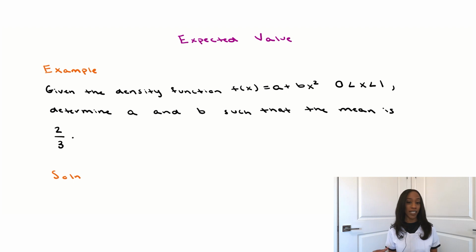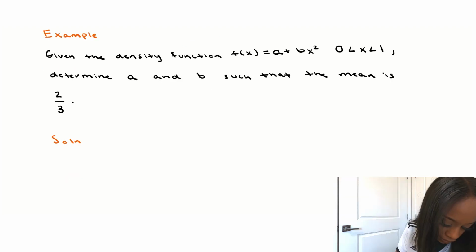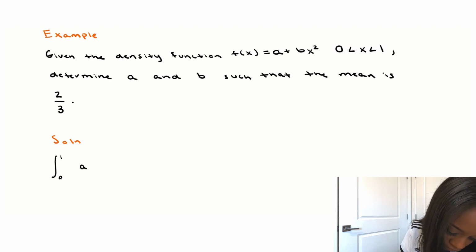Now jumping right into this, the first thing that we need to do is take the integral of our density function and set that equal to 1. So we're taking the integral, and we were given bounds 0 and 1. And we're taking the integral of our density function, a plus bx squared, with respect to x. And again, we're setting this equal to 1.